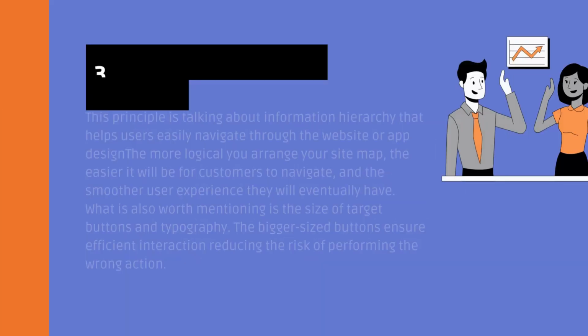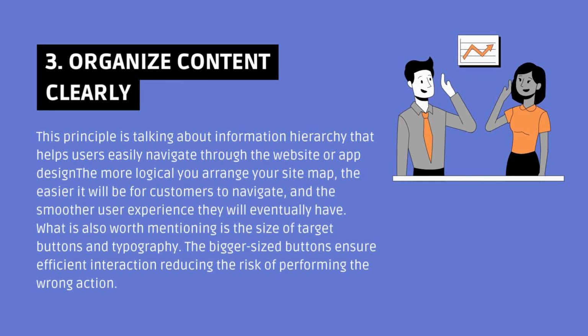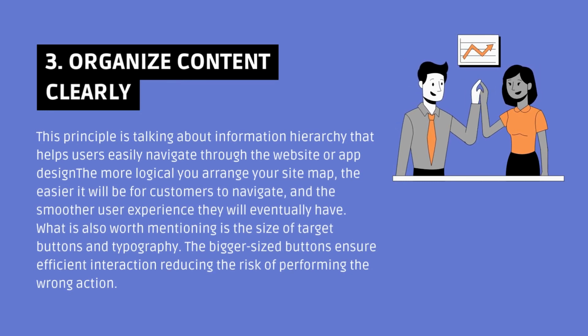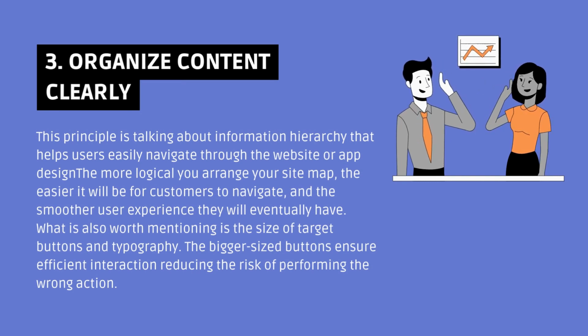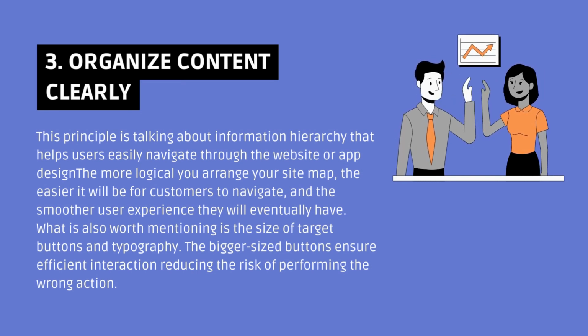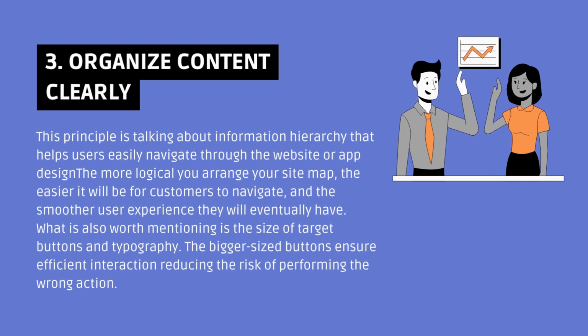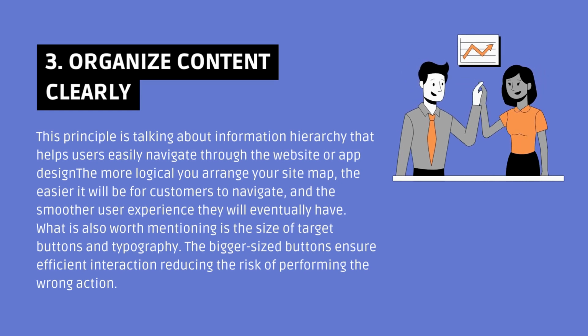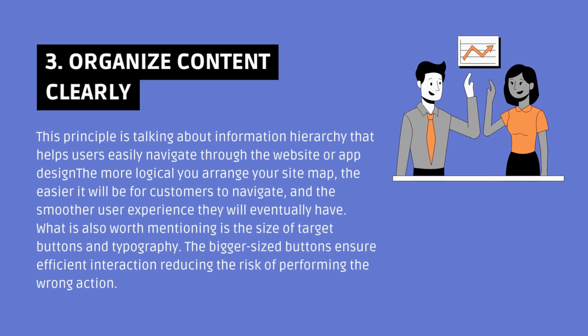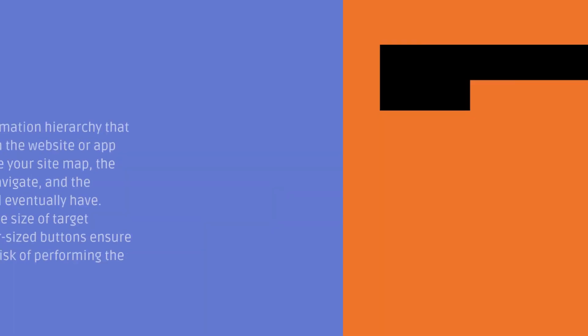Now comes the third one, which is to organize content clearly. This principle is talking about information hierarchy that helps users easily navigate through the website or app design. The more logically you arrange your sitemap, the easier it will be for customers to navigate, and the smoother user experience they will eventually have. What is also worth mentioning is the size of target buttons and typography. The bigger sized buttons according to the screen size ensure efficient interaction, reducing the risk of performing the wrong action. And well-thought typographic choices can significantly improve a website's accessibility, facilitating users with clear information.